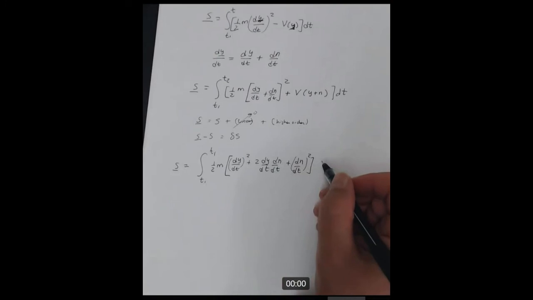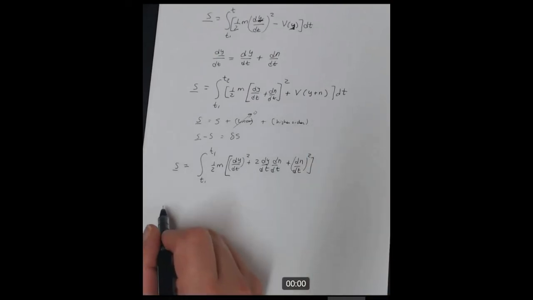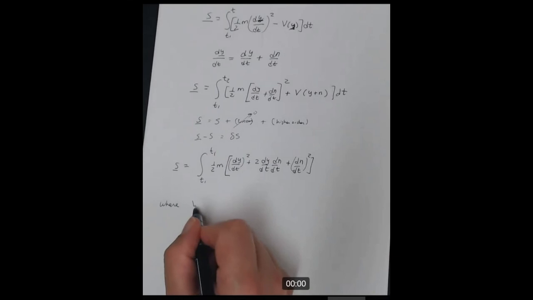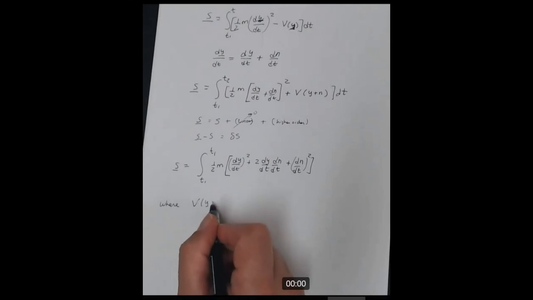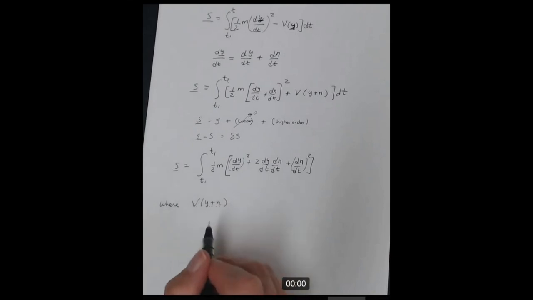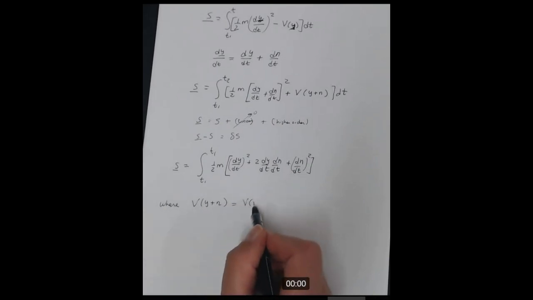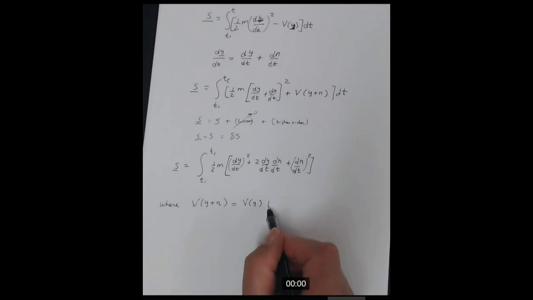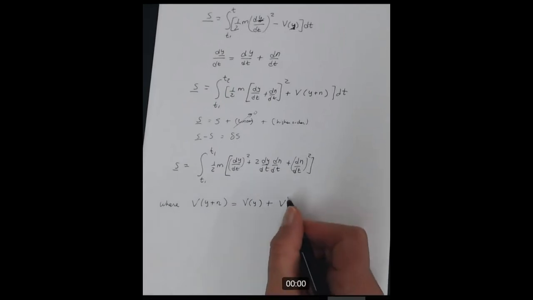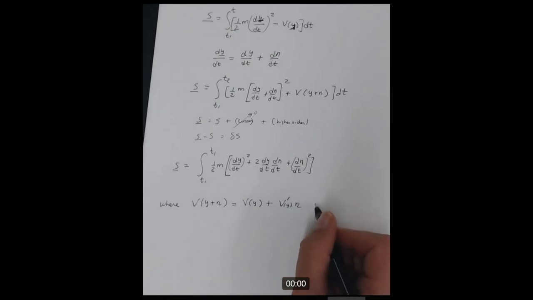And now I'm also going to expand this. Or I should say I'm going to write this as an expansion about y where n is 0. So I'd write that as this plus the derivative times n, and then plus higher order terms in n.